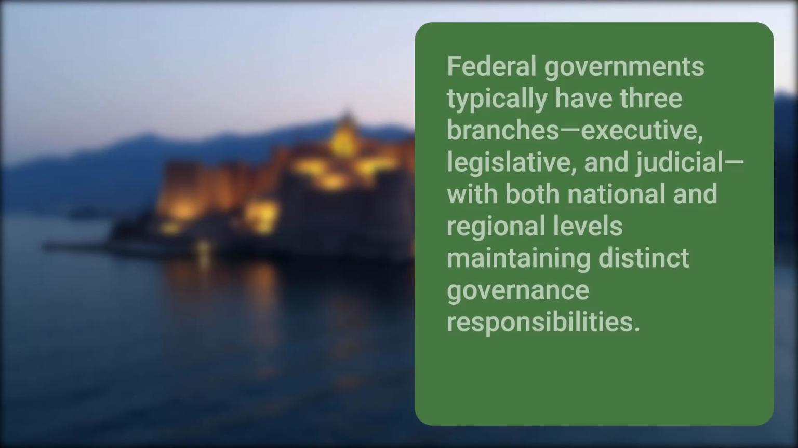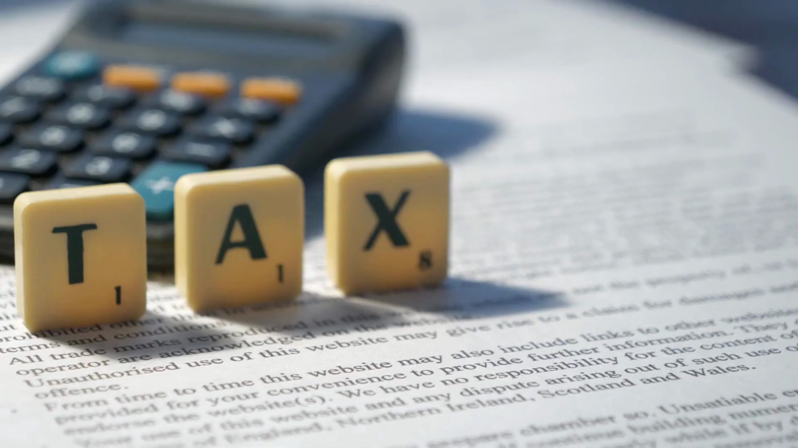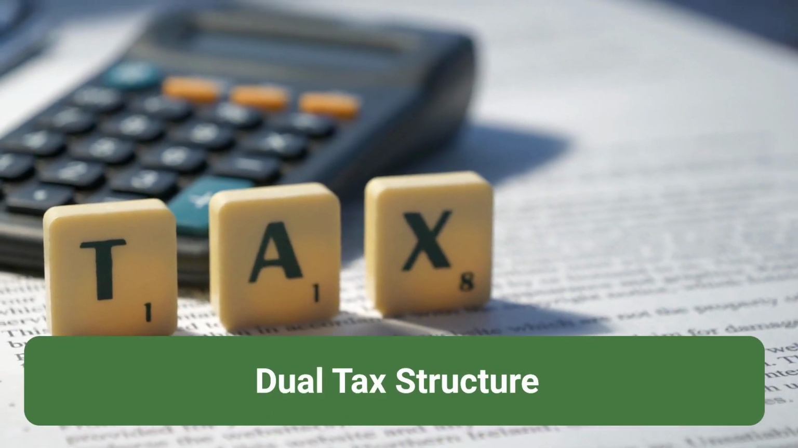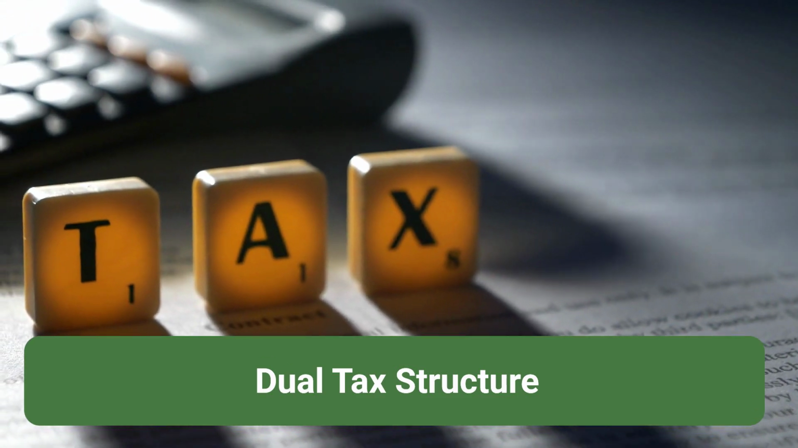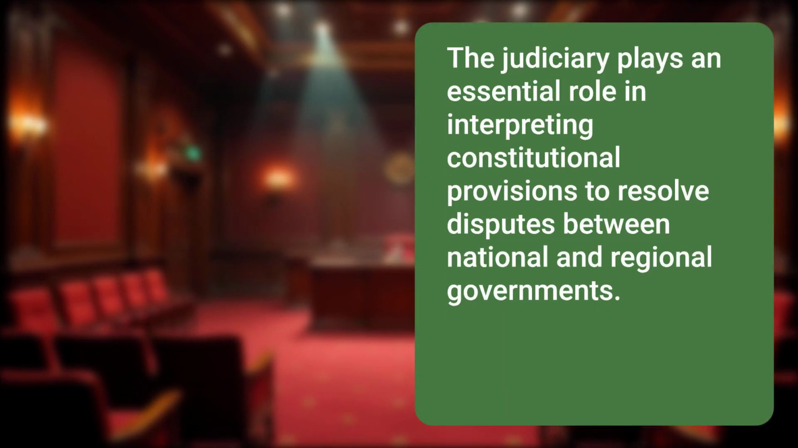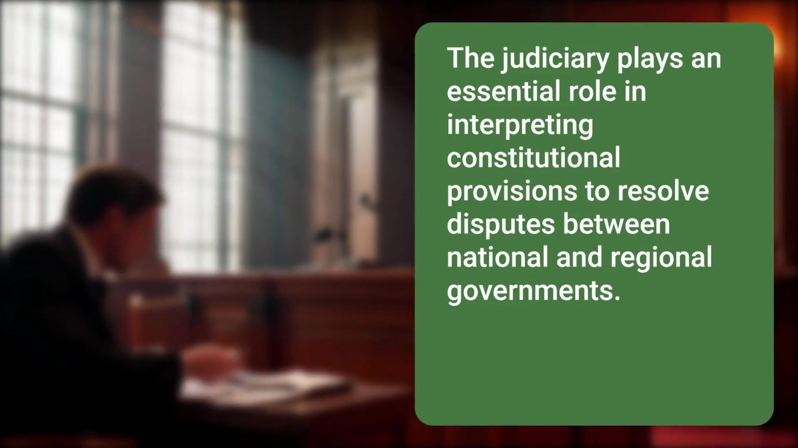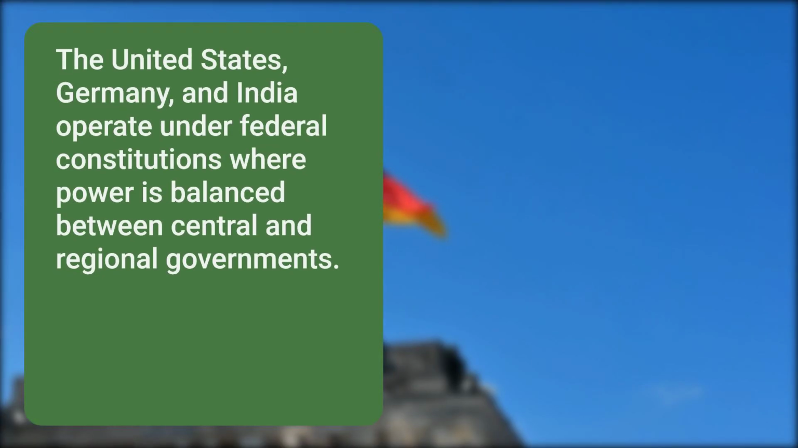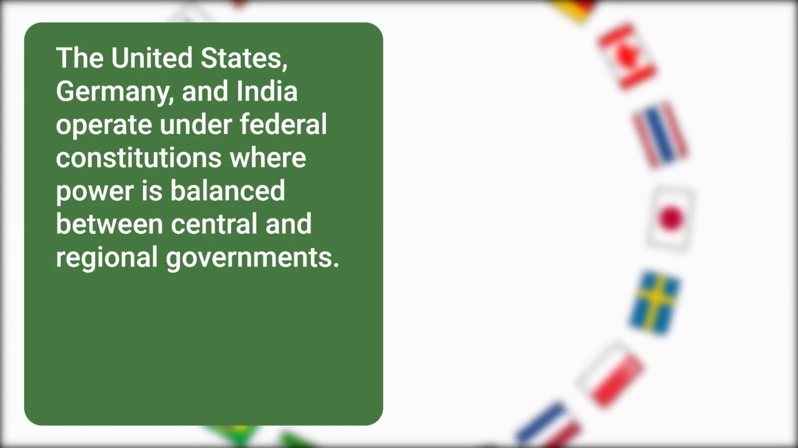Federal governments typically have three branches: executive, legislative, and judicial, with both national and regional levels maintaining distinct governance responsibilities. Revenue collection, including tax regulation, follows a dual structure where both levels impose taxes independently. The judiciary plays an essential role in interpreting constitutional provisions to resolve disputes between national and regional governments. Examples: the United States, Germany, and India operate under federal constitutions where power is balanced between central and regional governments.